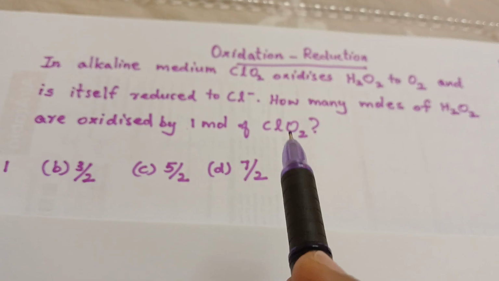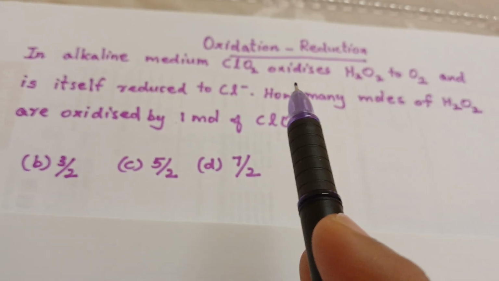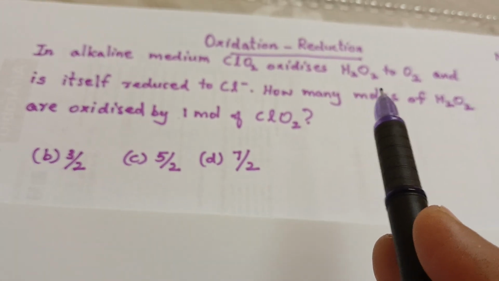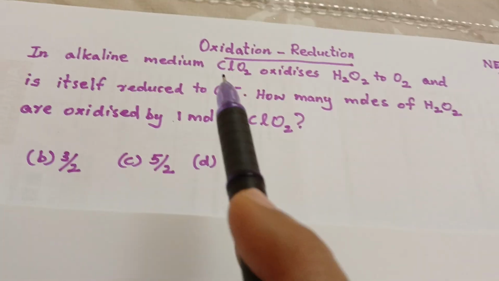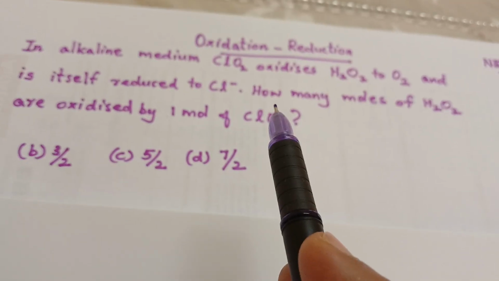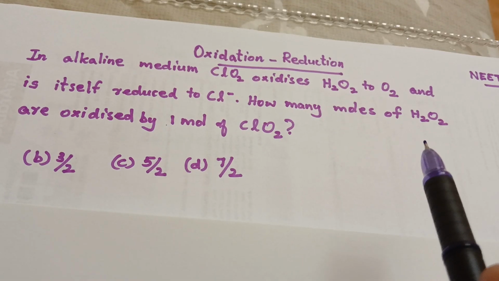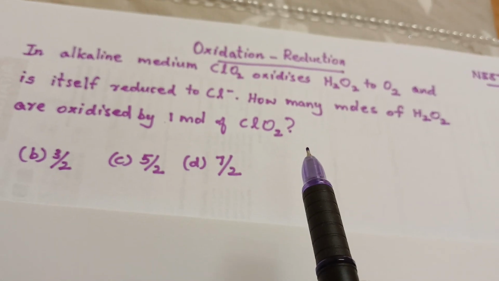Two processes are taking place here. First, ClO2, that is chlorine dioxide, is oxidizing hydrogen peroxide to oxygen, and chlorine dioxide is getting reduced to Cl-. Now we are asked how many moles of hydrogen peroxide are oxidized by 1 mole of ClO2.